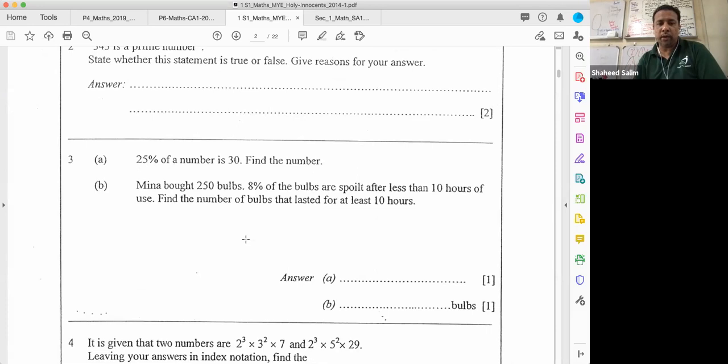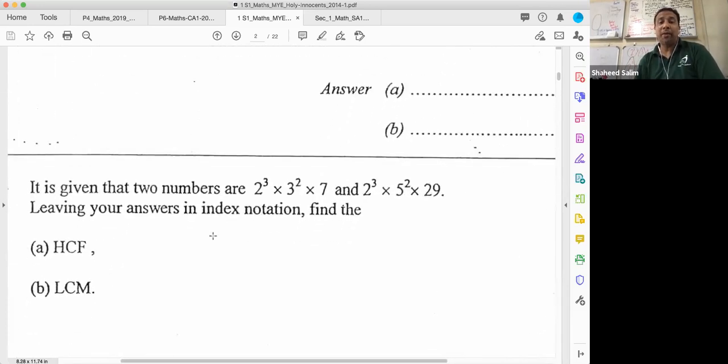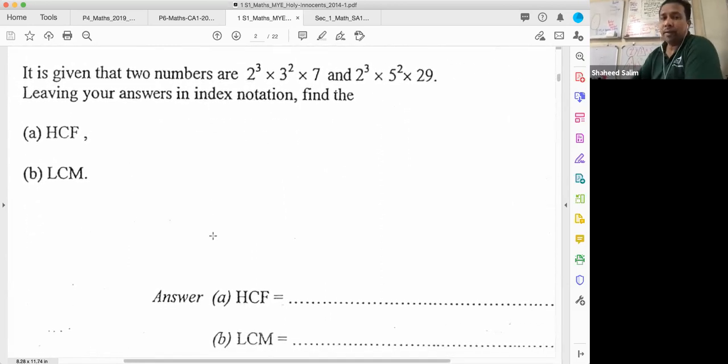Percentage, I do not know whether you're tested on it, but this question I just gave you now, can you try to do HCF and LCM? You just got this question.